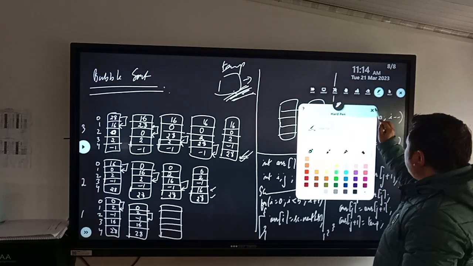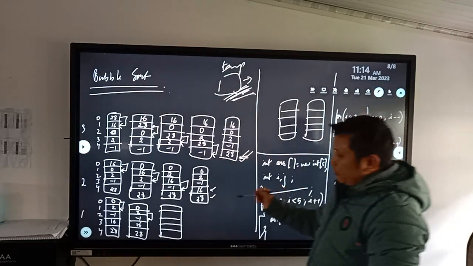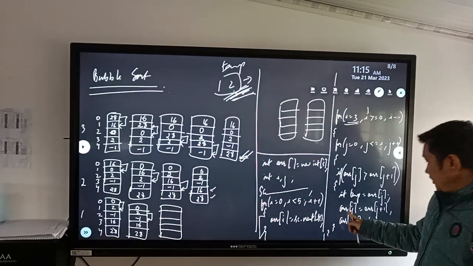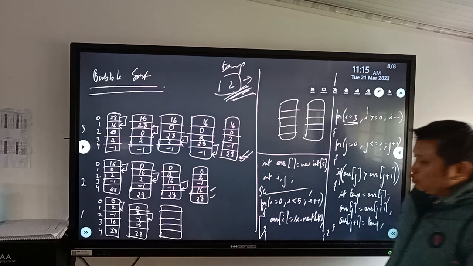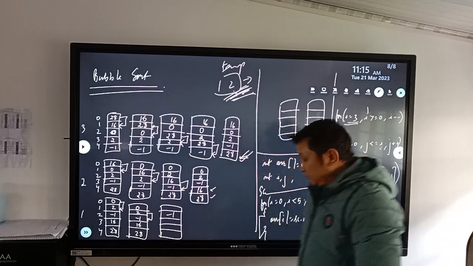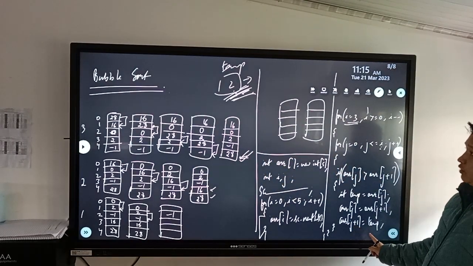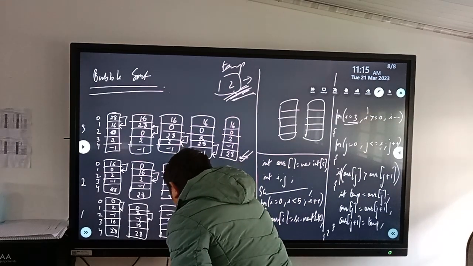The value of temp will be how much? The value of 1 position. So the value of 1 position, that is 2, will come and be stored in temp. And in ARR 1 position, what is coming? The value of 1 plus 1, which is 2. So the value of 2 position will come and be stored in 1 position. And finally, in ARR 1 plus 1, which is 2 position, what is coming? The value of temp, that is 2.